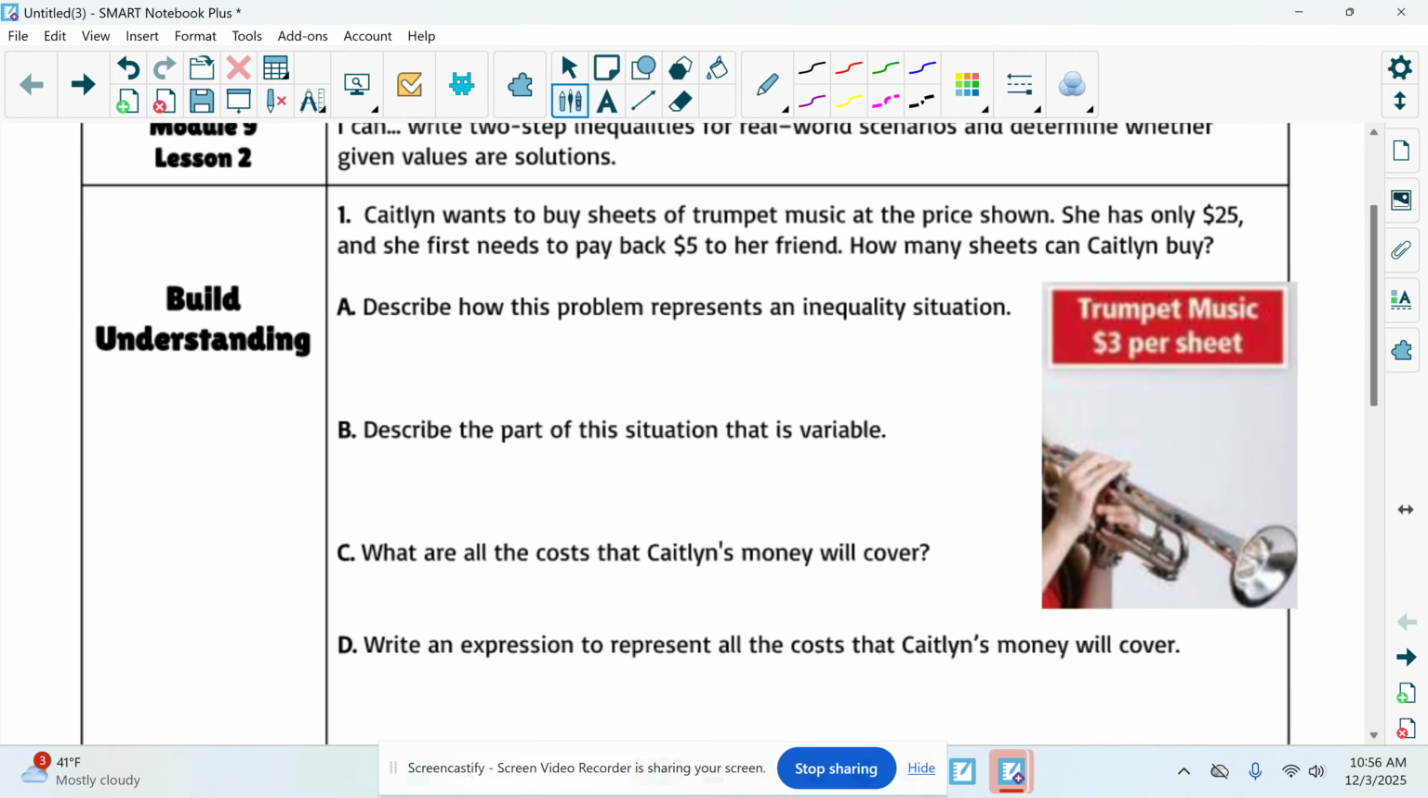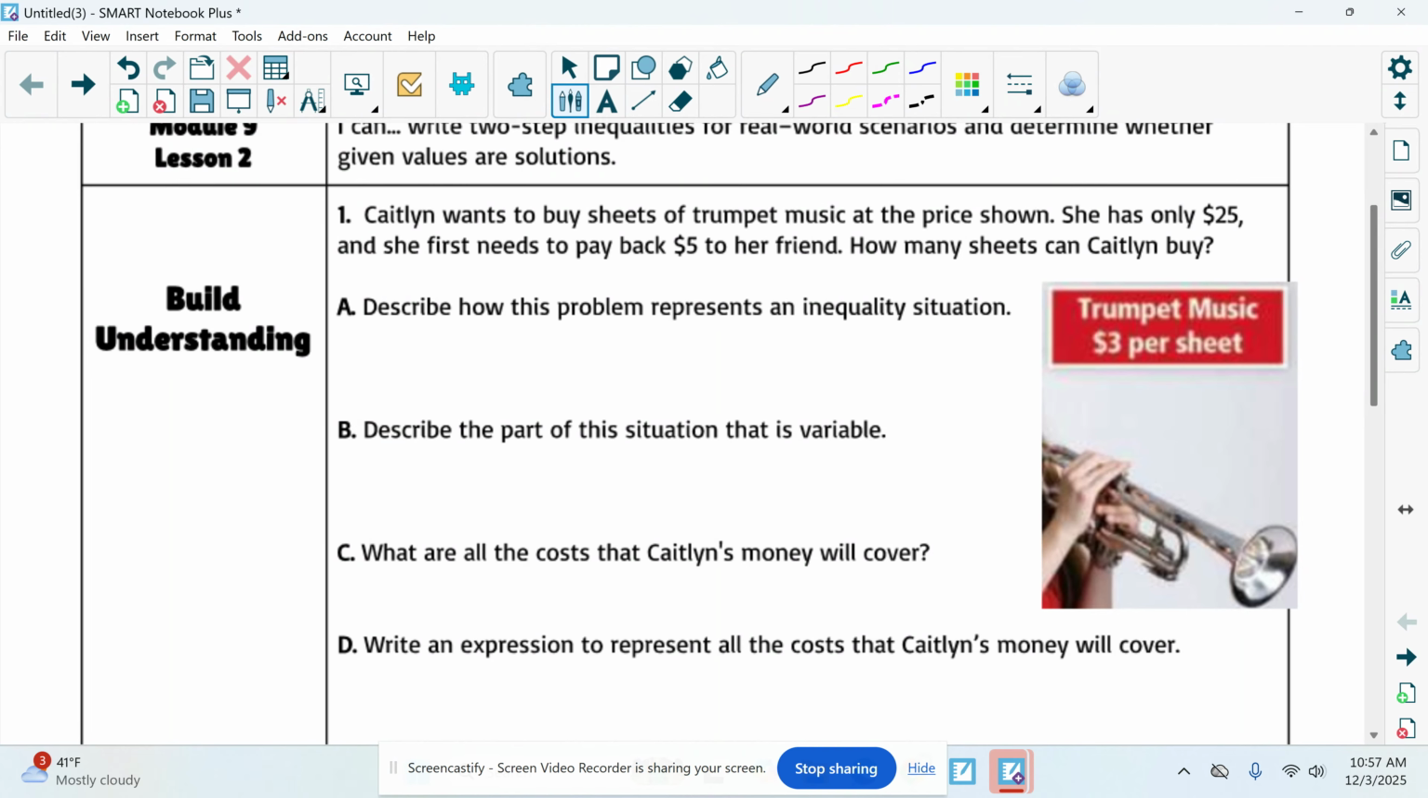Go ahead, Dylan. Caitlin wants to buy sheets of trumpet music at the price shop. She only has $25 and she needs to pay back $5 to a friend. How many sheets can Caitlin buy?